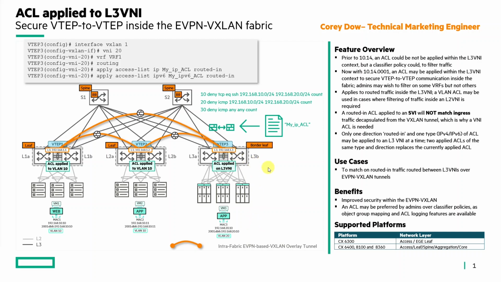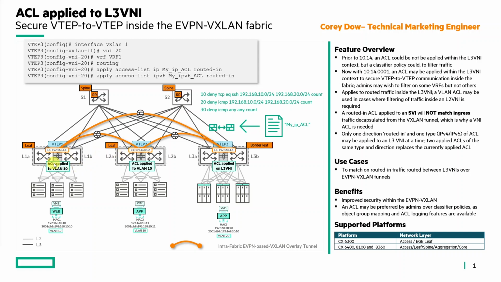So prior to 10.14, the only option that we had was to specify a classifier policy to filter traffic. But now with 10.14.0001, an ACL may be applied to the L3VNI context to secure that traffic inside the fabric. And so this applies to routed traffic inside the L3VNI. A VLAN ACL may be used in cases where filtering of traffic inside the L2VNI is required, which would be the example that you see here for VTEP1 and VTEP2.